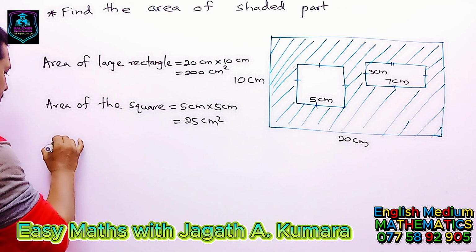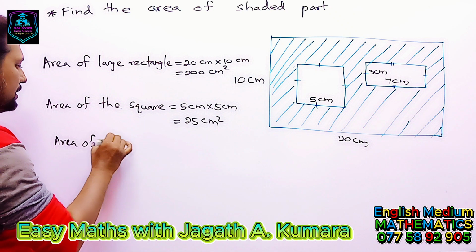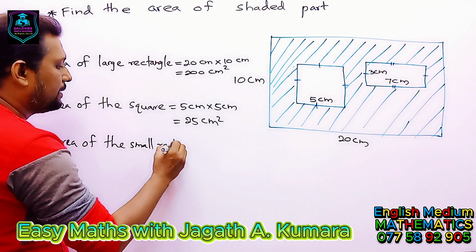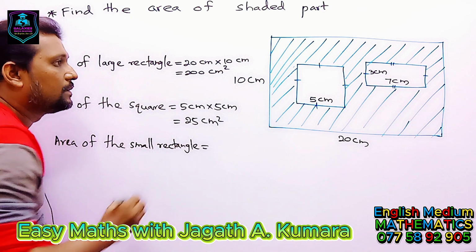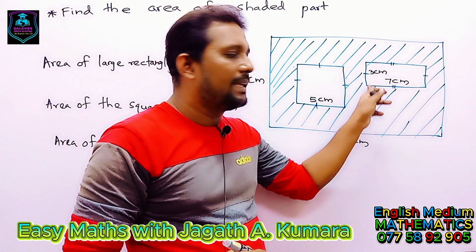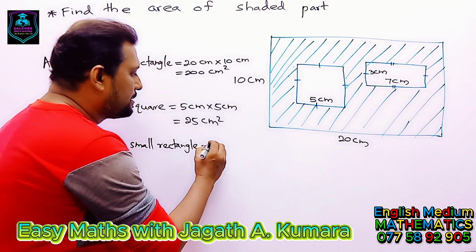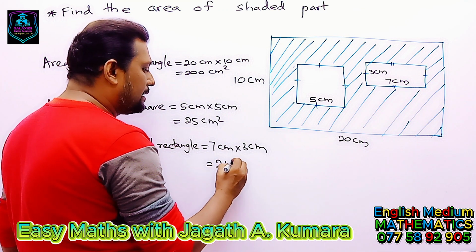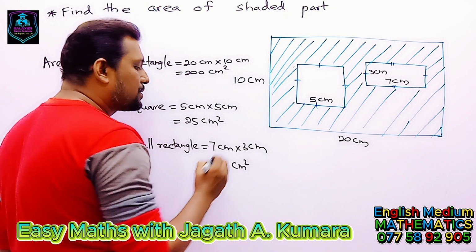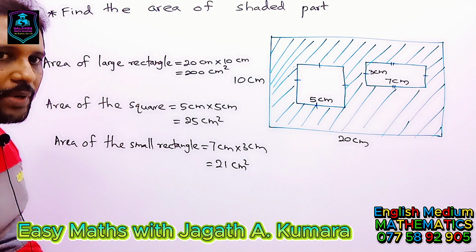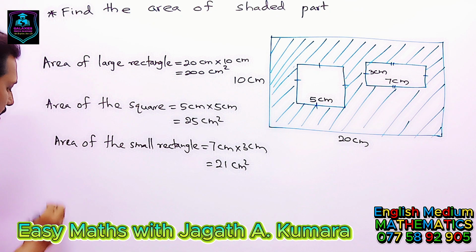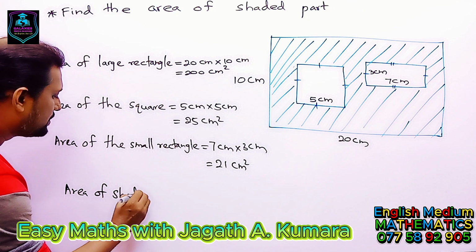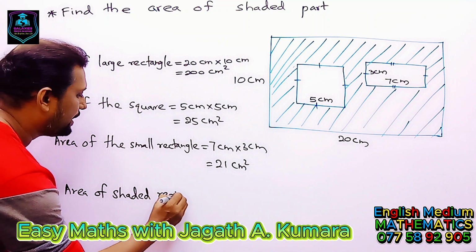So area of the small rectangle, length is 7 centimeters, breadth is 3 centimeters. So length into breadth, 7 centimeters multiply 3 centimeters. The area is 21 square centimeters, right? Then you can find the area of shaded region.